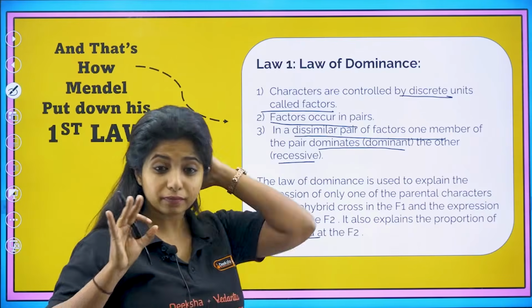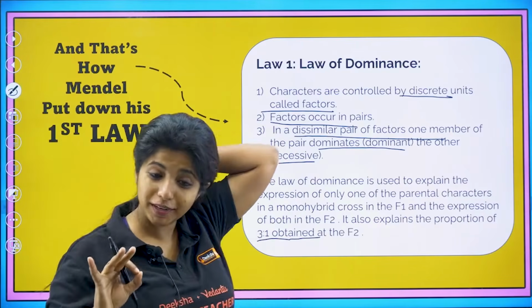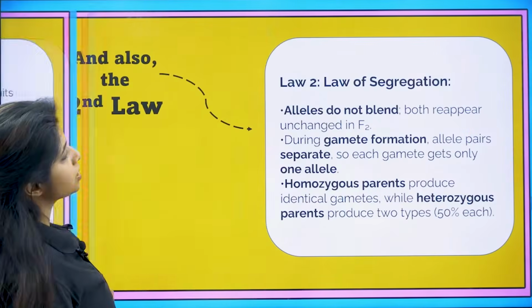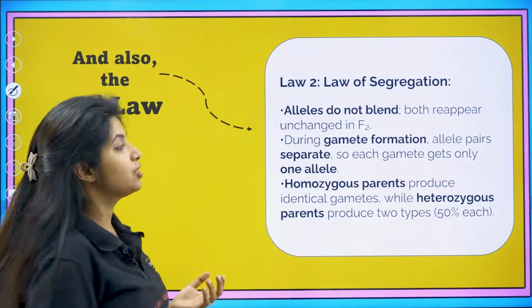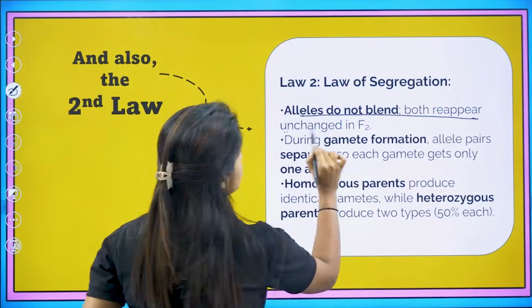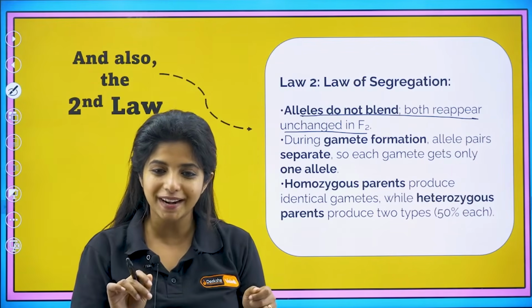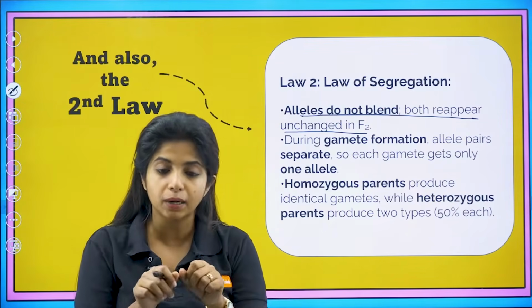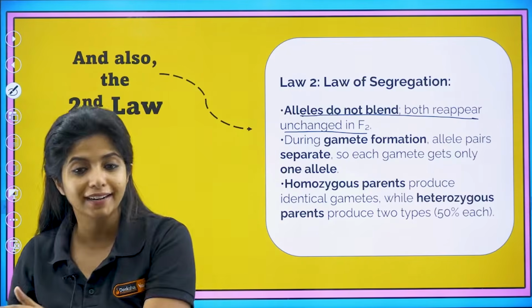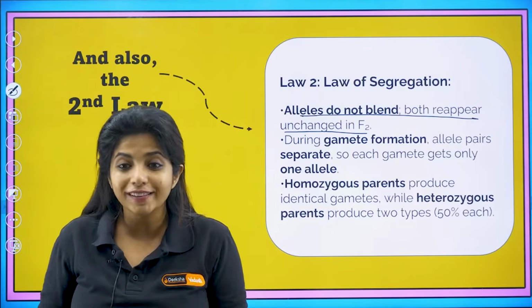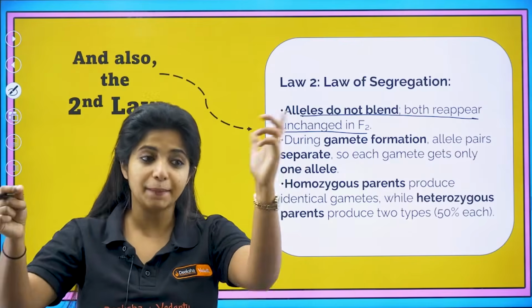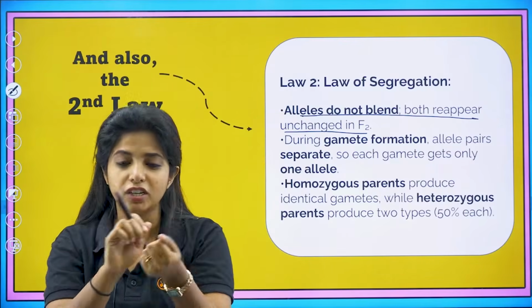So, you need to know the ratios. They are super important. Now, the second law is the law of segregation, which says that alleles do not blend; both reappear unchanged in F2. If dwarf and tall had blended, my dear children, you would not have seen that in the F2 generation, but you clearly saw it. That means the alleles, capital T and small t, are not blending with each other.